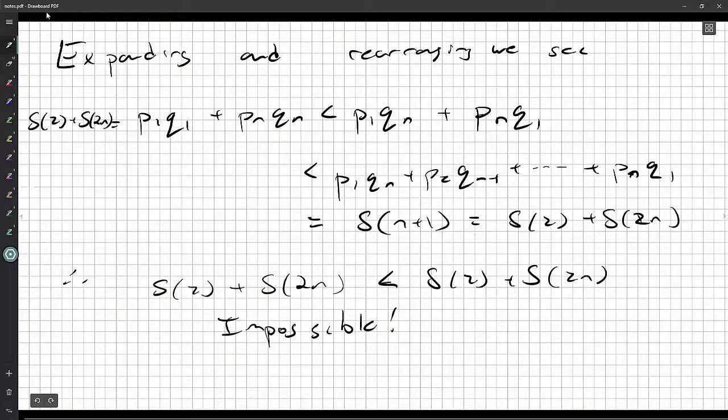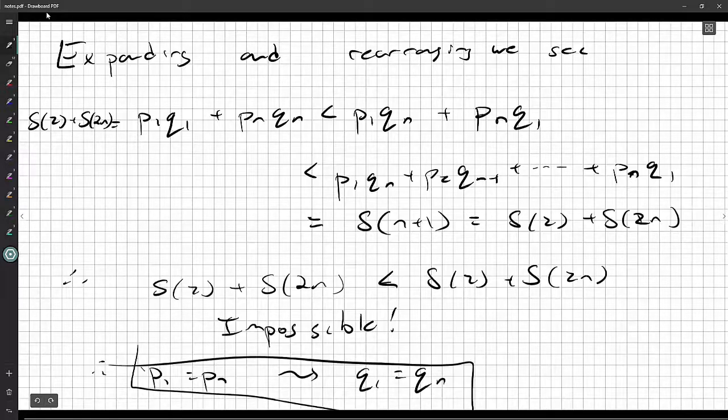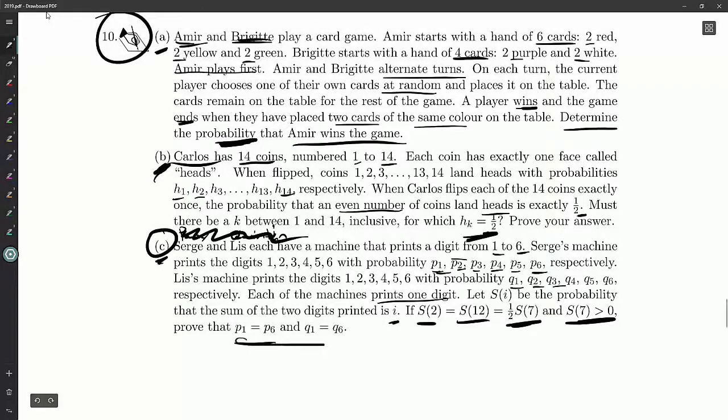So this is impossible, and that was our only other possibility. So P1 must be the same as Pn, and therefore Q1 and Q6, I guess, are the same as well. So P1 is P6, and Q1 is Q6. We've just done this a bit more generally. And that was all we were asked to show. So we are done. Question number 10.